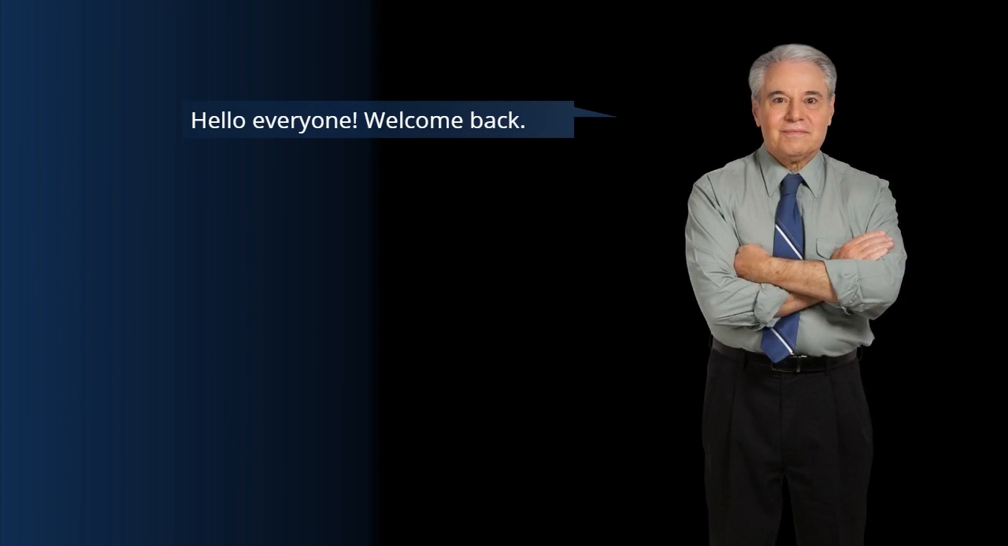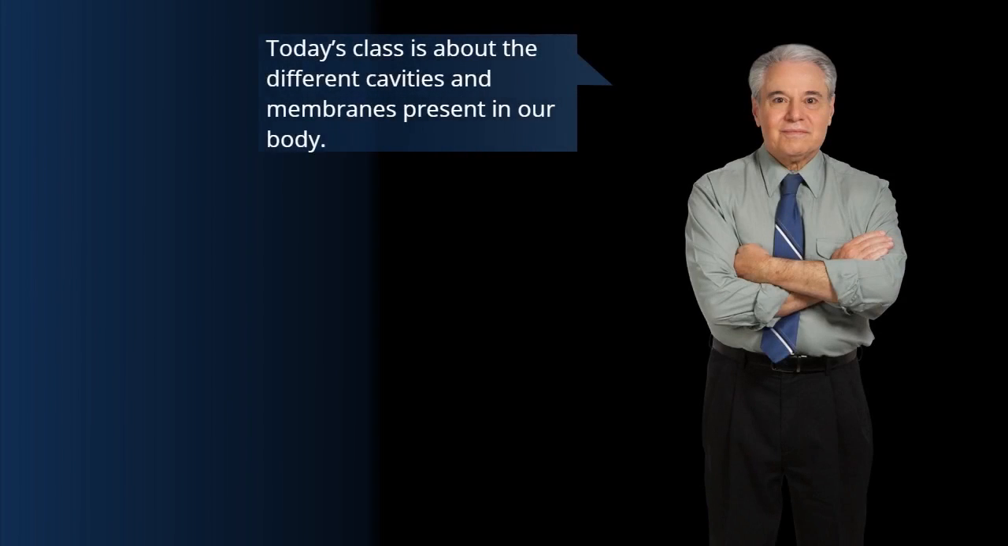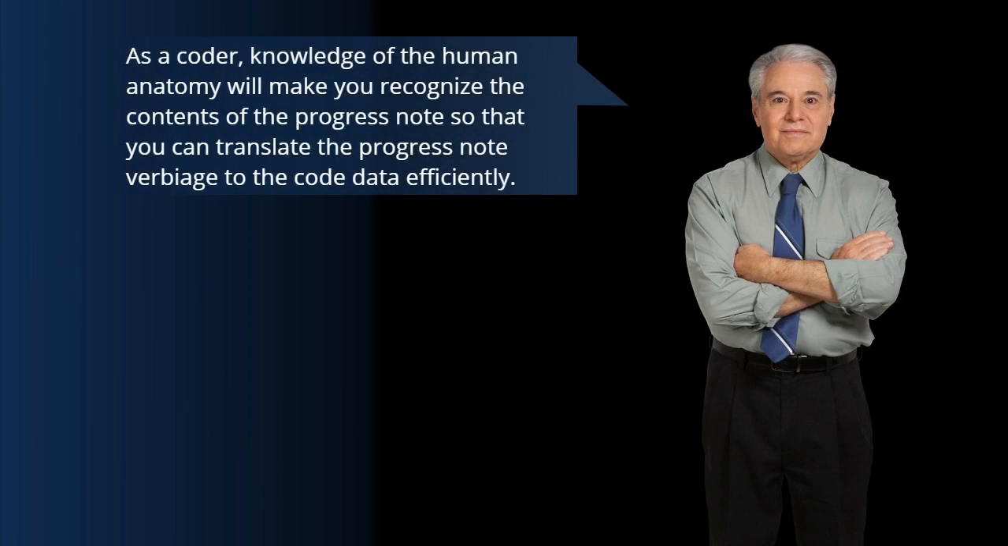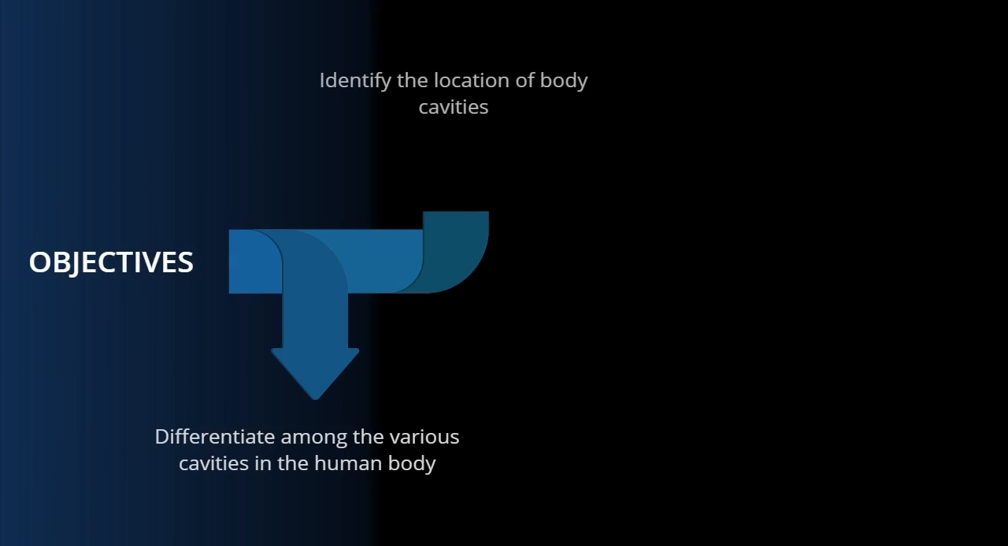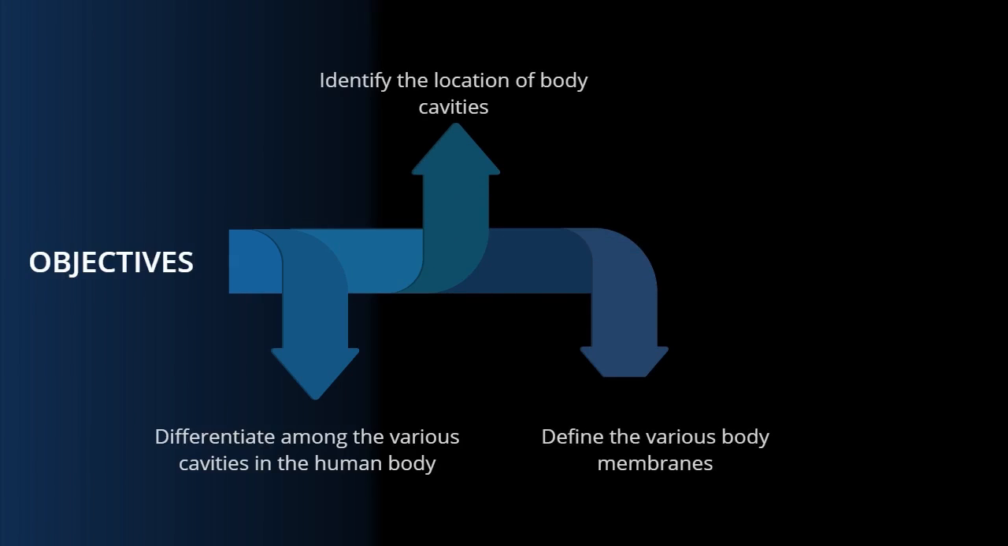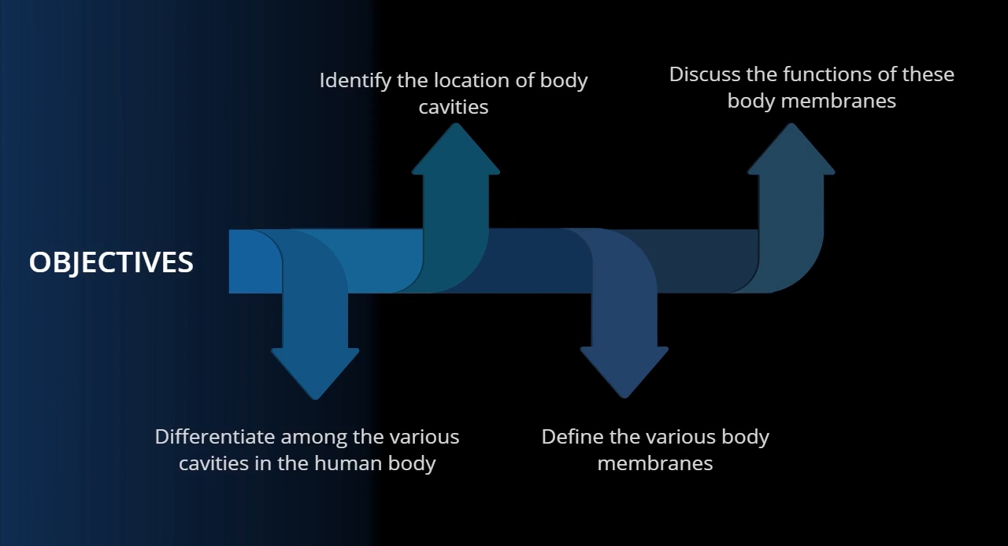Hello everyone, welcome back. Today's class is about the different cavities and membranes present in our body. As a coder, knowledge of the human anatomy will make you recognize the contents of the progress note so that you can translate the progress note verbiage to the code data efficiently. In this module, we will differentiate among the various cavities in the human body, identify where they are located, define the various body membranes, and discuss their functions.